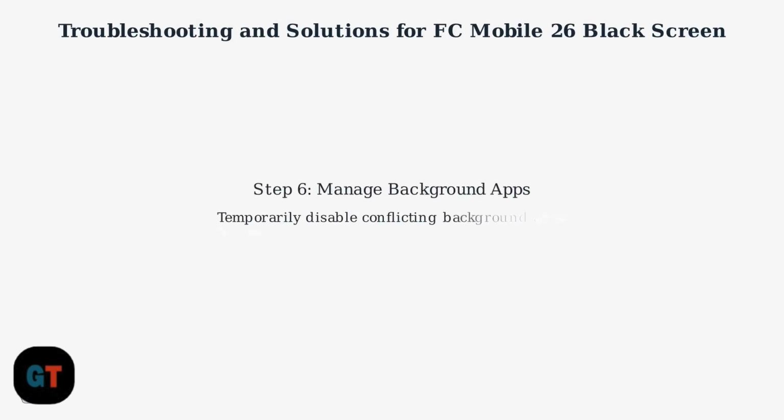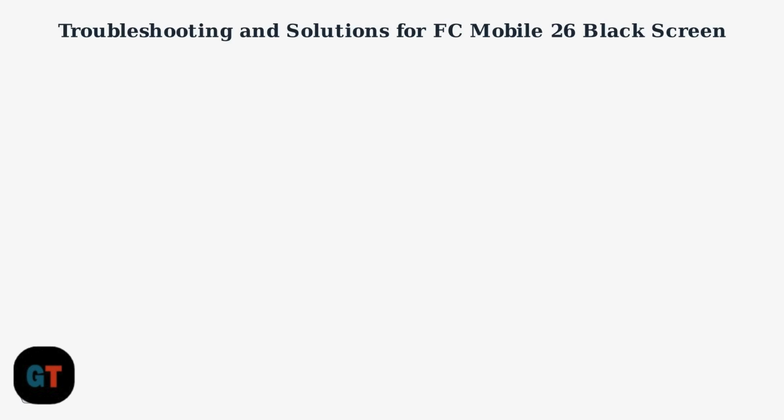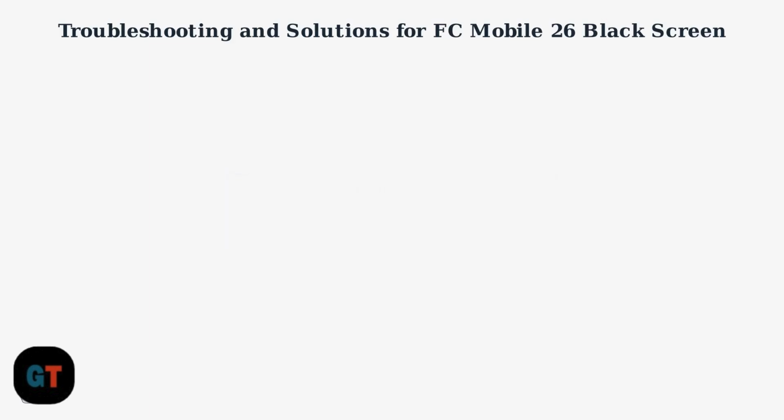If the problem persists, temporarily disable any background apps that might be conflicting with the game's resources. Finally, if none of these steps resolve the issue, contact EA Sports Support, providing details about your device model, operating system version, and the troubleshooting steps you have already attempted. These systematic steps should resolve most black screen issues in FC Mobile 26.